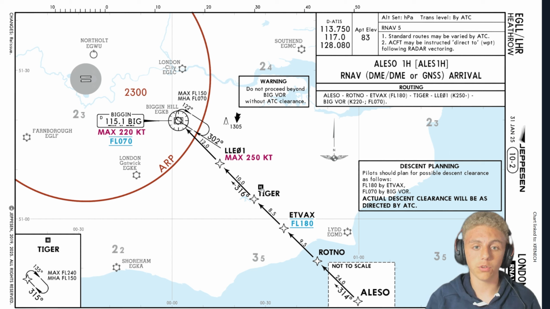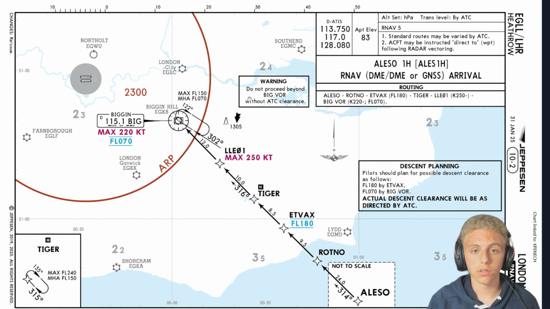At Tiger, you have a possible holding point where ATC might tell you, or you might tell ATC that you wish to hold to lose altitude. Your max flight level is flight level 240, and your minimum holding altitude is flight level 150. At this waypoint, you can see that there is a speed restriction of 250 knots, and by the Big NVOR, which is 115.1, you have a maximum speed restriction of 220 knots, and an altitude restriction at flight level 070. Here you can see the minimum safe altitude centered around the ARP, which is 2,300 feet.